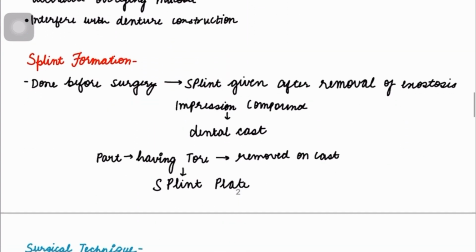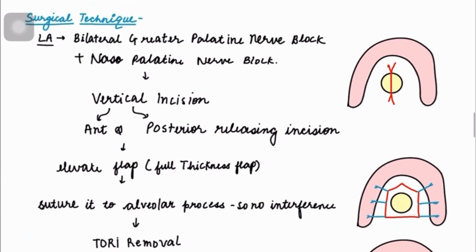So, before starting with the surgical procedure, we first form a splint because after surgery we can't take an impression. How? We will take an impression with impression compound and then make a dental cast. On that cast, we will remove the tori and make the splint on the cast. After making the splint, we will start with the surgical procedure.